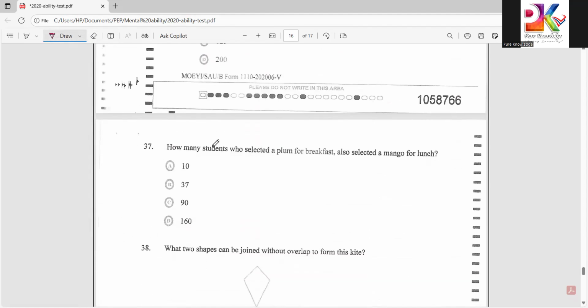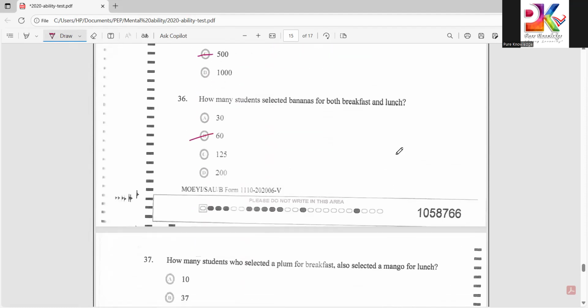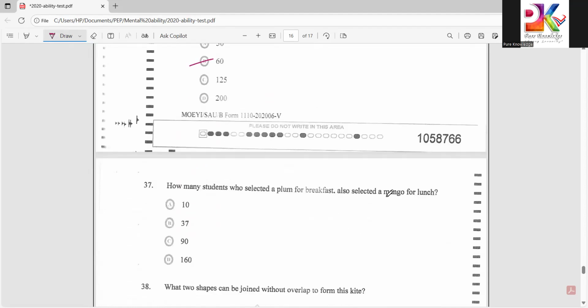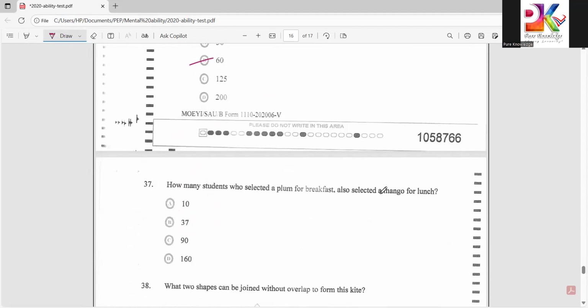Next one says, how many students who selected a plum for breakfast also selected mango for lunch? So let's look at the plum. Plum for breakfast is 30. And the students who selected mango for lunch, so mango is right next to it in the plum line. And it would be 10 students who selected mango that also selected plum.